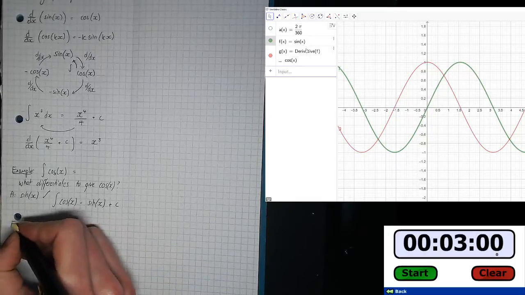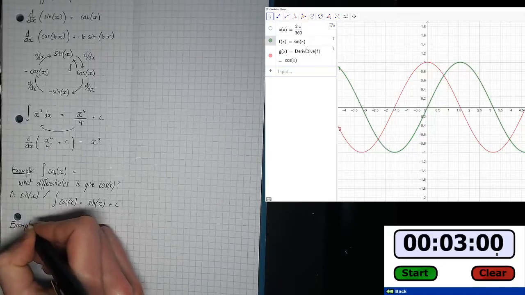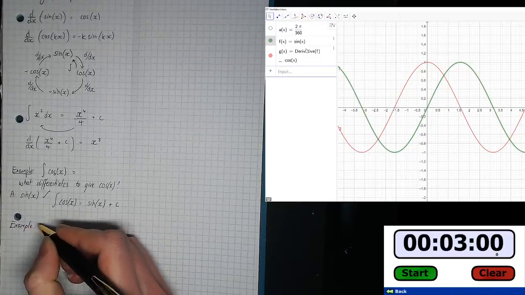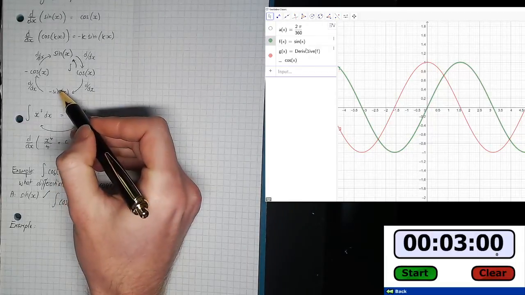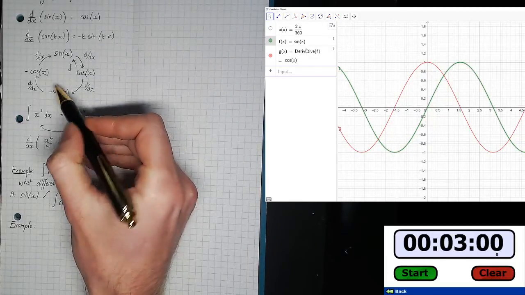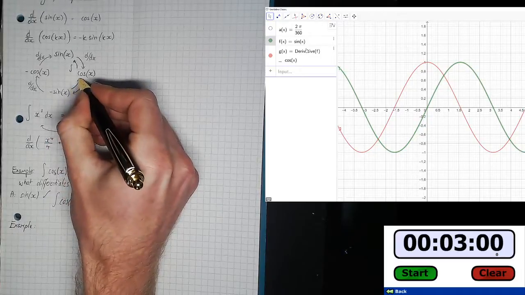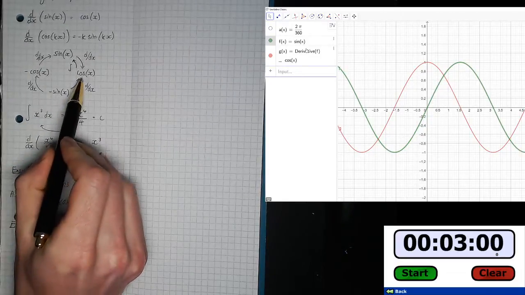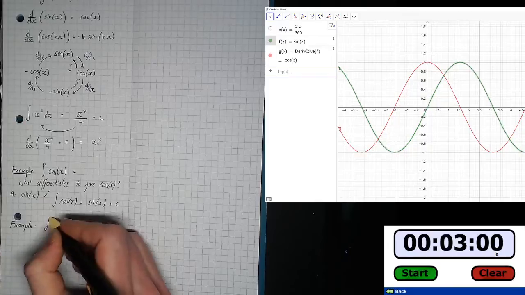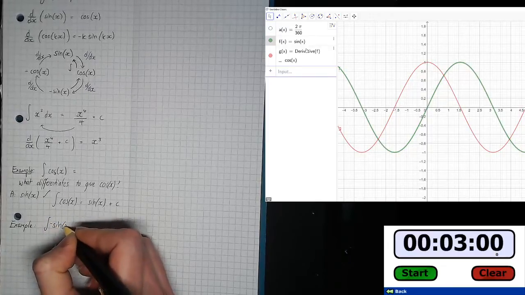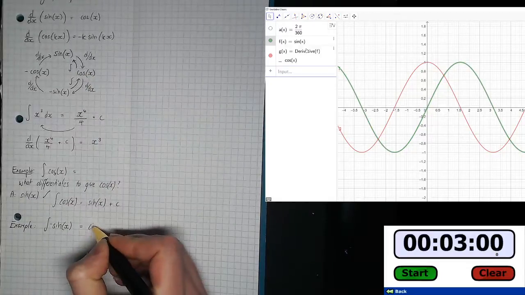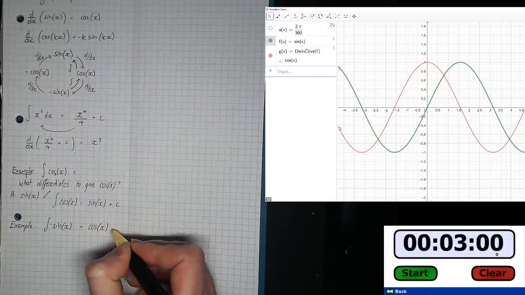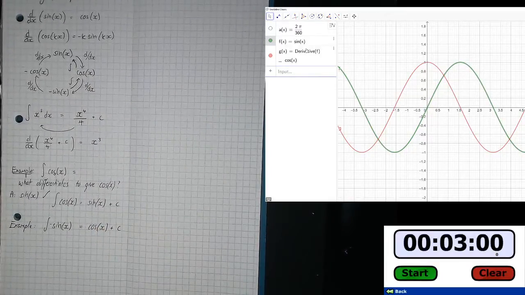For example, what is the integral of negative sine x? Well, the integral of negative sine x takes us back this way. We're going to get cos x plus our constant of integration.